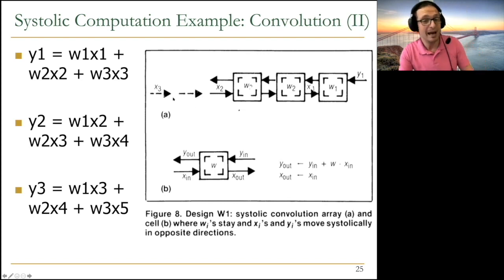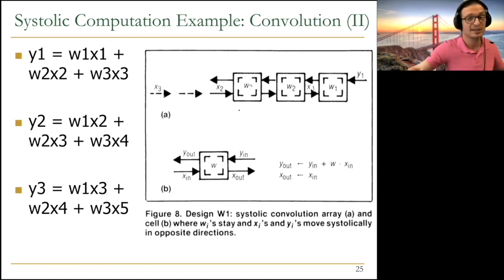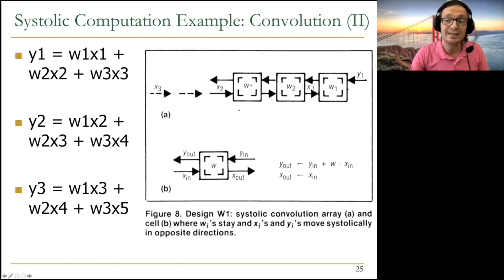So how does it happen? You need to orchestrate the data flow nicely. You can see that x1 is sent first, there's a bubble, then x2 is sent, then there's a bubble, and then x3 is sent. So every other cycle, you send an input x element into this systolic array. Once x1 arrives here, you should also have y1 arrive here. Once x2 arrives here, you should also have y2 arrive here.